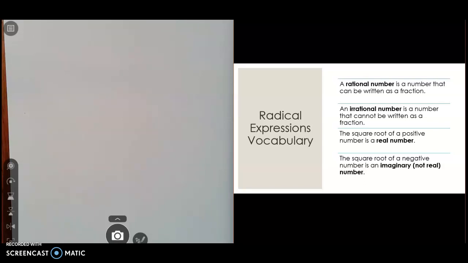Generally, if you look at the decimal places, they are going to keep going forever, and they don't have a pattern to them, okay? The square root of a positive number is always going to be a real number. The square root of a negative number is going to be an imaginary or a not real number.